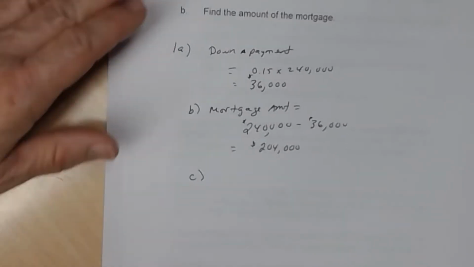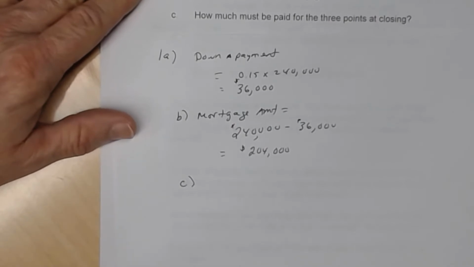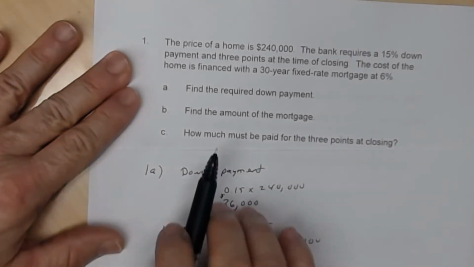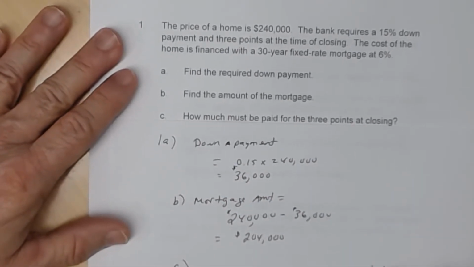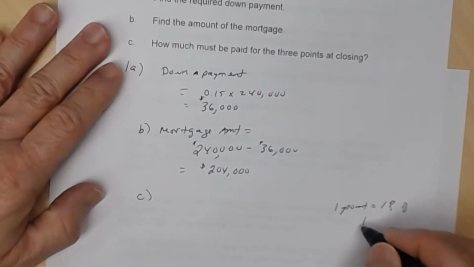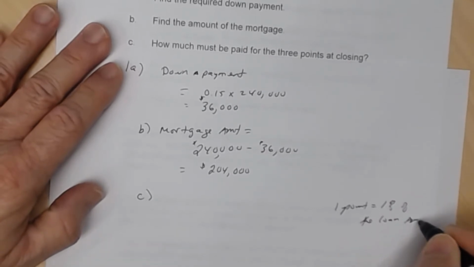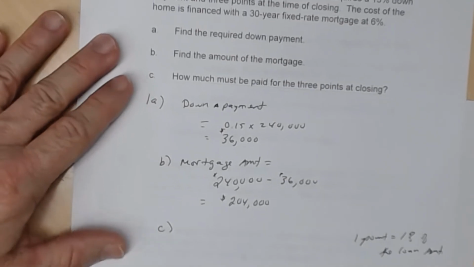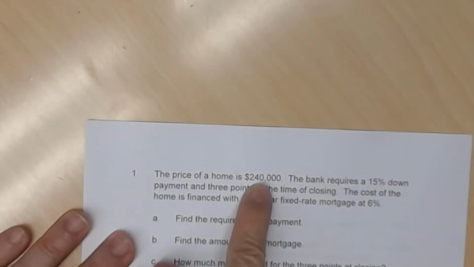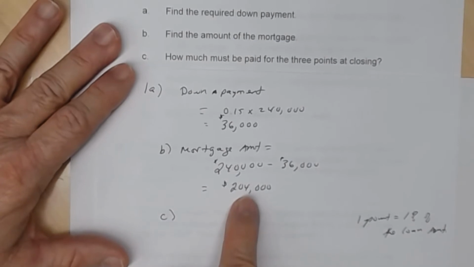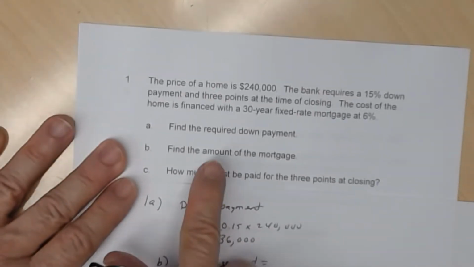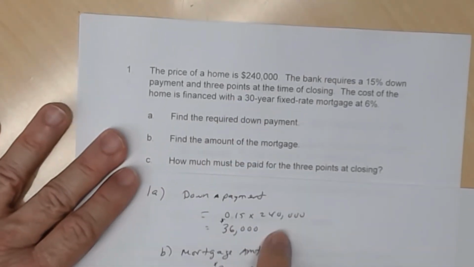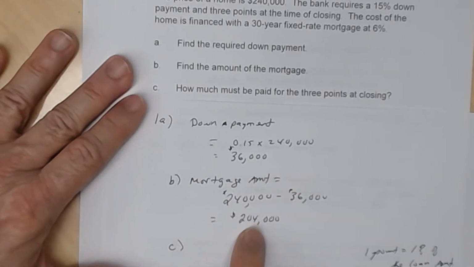Okay, C. Now, they're asking you, how much must be paid for the 3 points at closing? Now, remember, 1 point equals 1%. But it's 1% of the loan amount. So, is the loan amount $240,000 or is the loan amount $204,000? Well, the loan amount is $204,000. That's what you're borrowing. You're not borrowing $240,000 because you made a down payment, right? You made a down payment. So that's what you're borrowing.